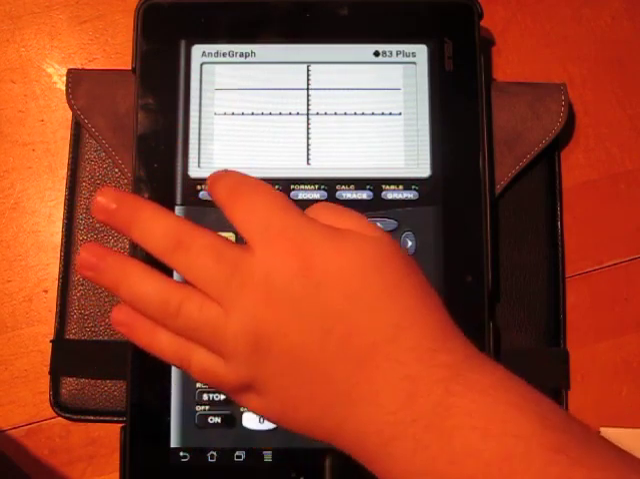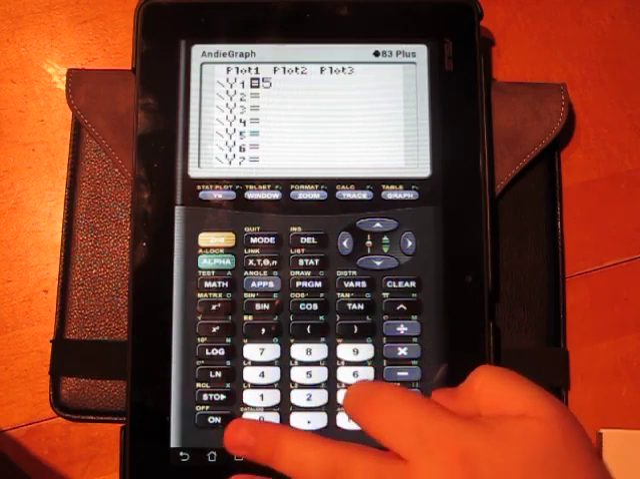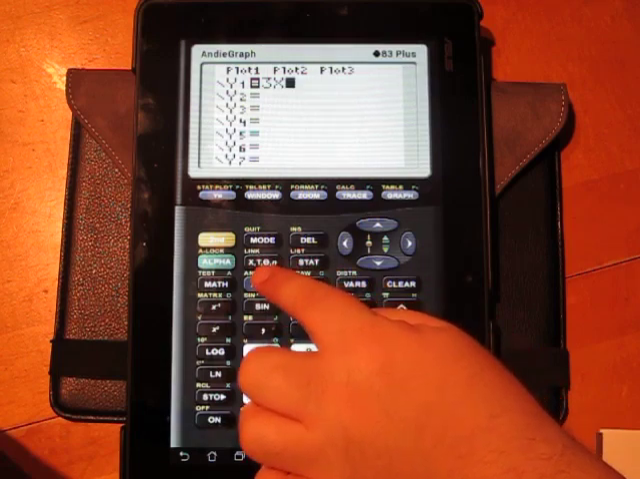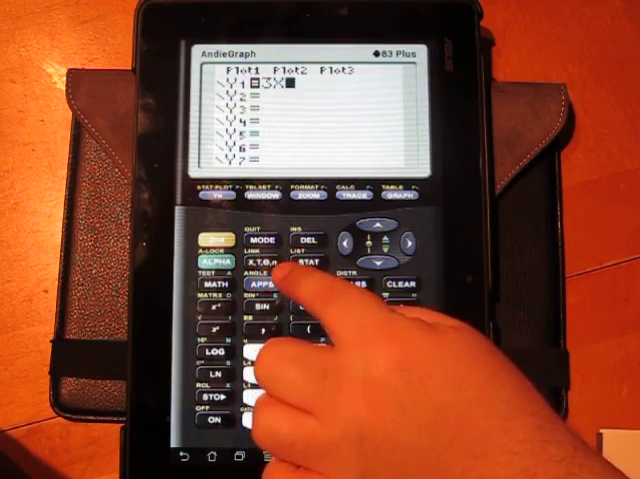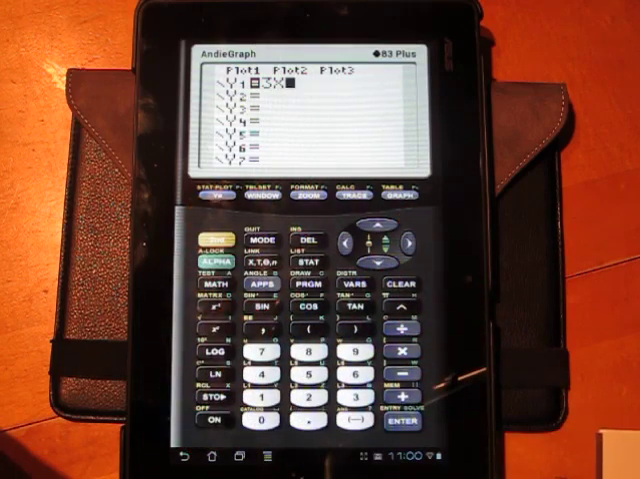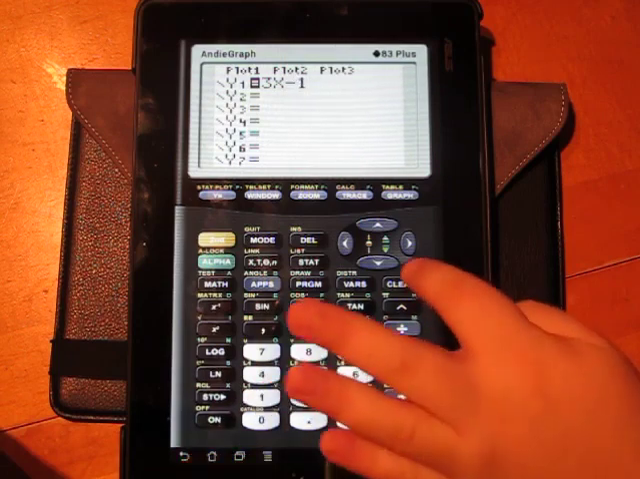When we go on to doing something like a linear graph, we're going to want to get a few more values out of it. So I'll put back in that line that we had before, 3x. That X,T,theta,n button is where we get our variable from. Some people before have asked me what that button's for. Now you know that's what it's for. So 3x minus 1. And then I'll graph it.